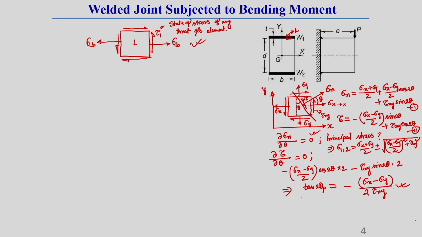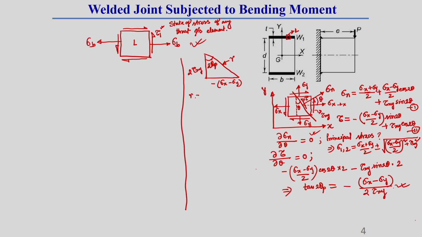Let us consider a triangle. Two theta p I am representing. Here this is minus (sigma x minus sigma y), and this is 2 tau x y. Let the hypotenuse I am representing be r.